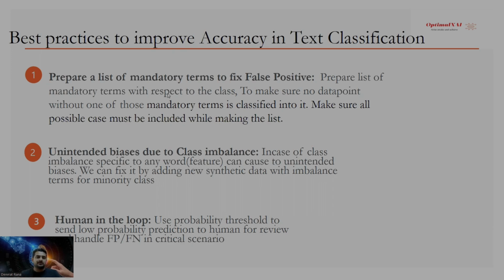We can prepare a list and make sure that no data point without one of these mandatory terms is classified as positive. It means all predictions classified as positive should include at least one mandatory term. In this way we can avoid false positives. First our model generates the prediction, then after the prediction we compare the review with our list, checking whether at least one mandatory term is included in the review or not. Based on this we can remove or fix the false positives.